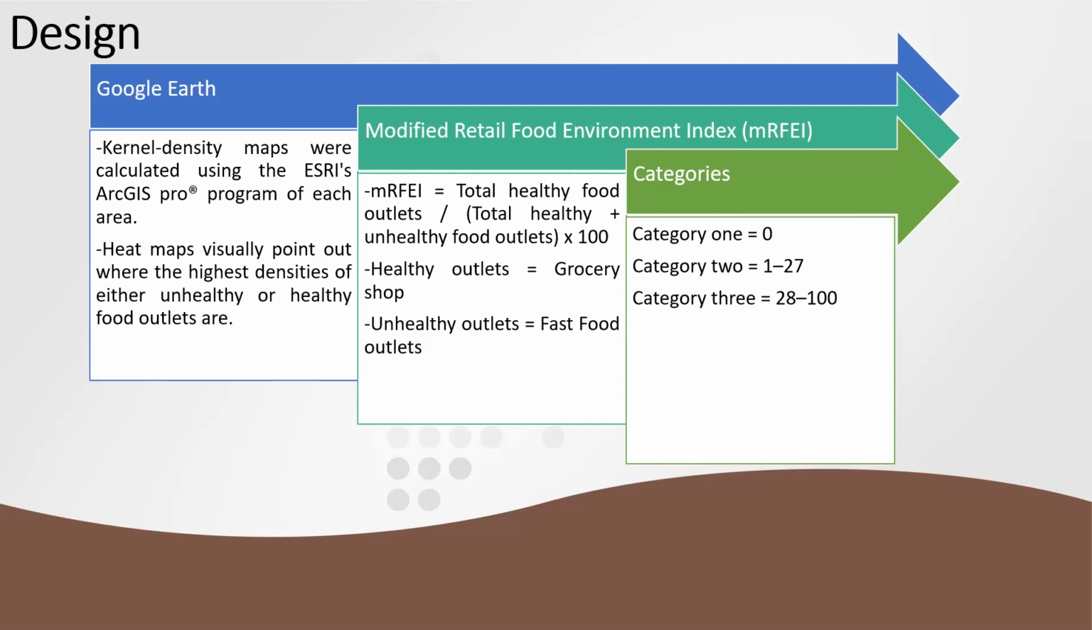The MRFEI score can be categorized into one of three categories. The first category is 0, which represents 0 healthy outlets, and can be considered unhealthy. Category 2 is 1 to 27 healthy outlets, which is an intermediary between unhealthy and healthy environments. And category 3, 28 to 100 healthy food outlets, can be considered a healthy food environment.